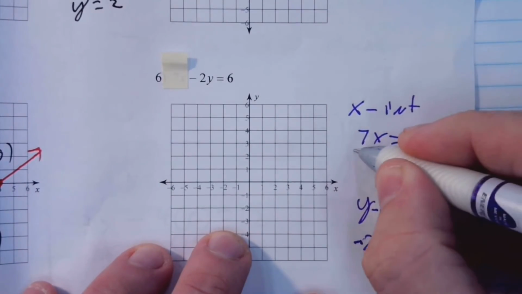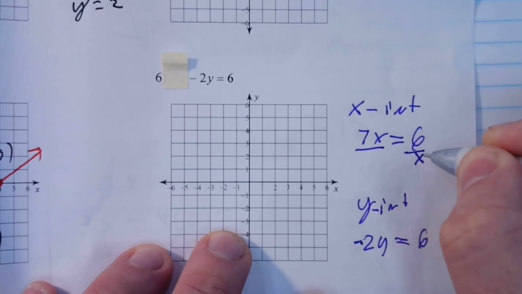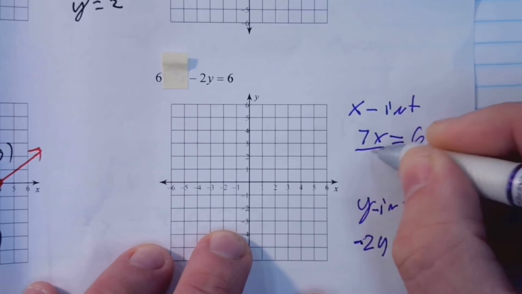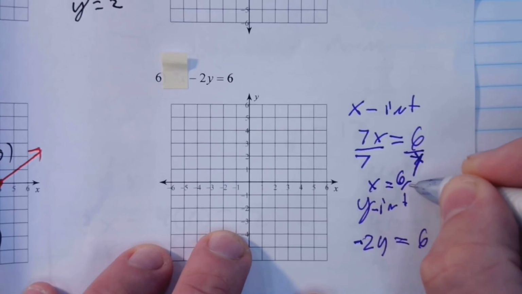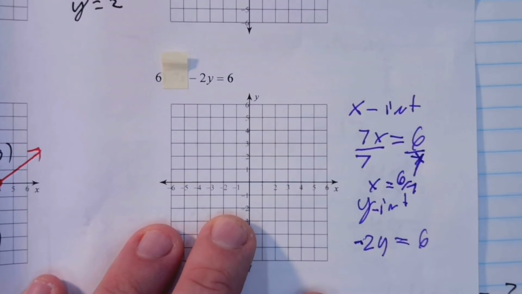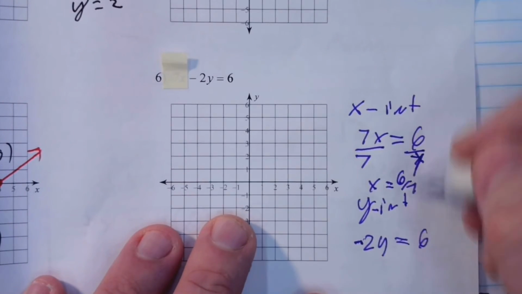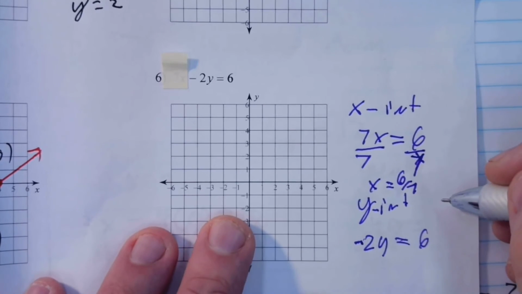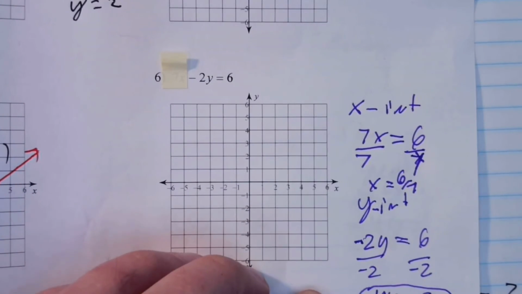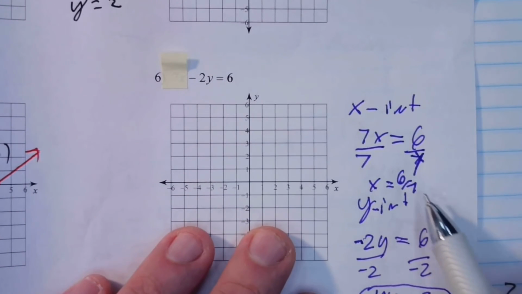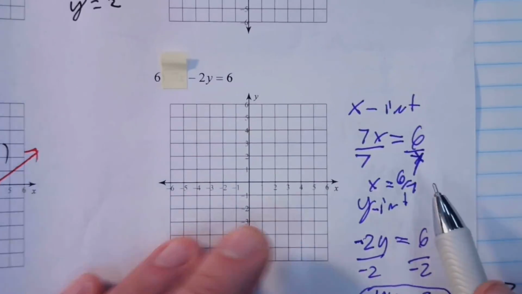Okay, I see a problem here. X is going to equal 6/7. That's not pleasant. I didn't get a whole number or an integer. Let's see what the y-intercept's going to be. The y-intercept's good. It's just going to be -3. All right, so unfortunately, we're going to have to figure out how to graph this 6/7.